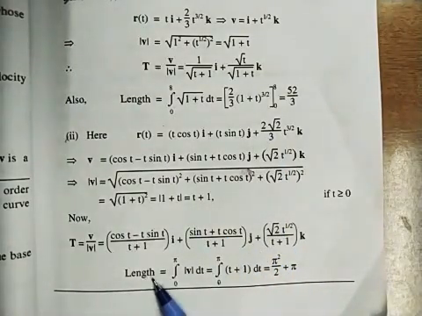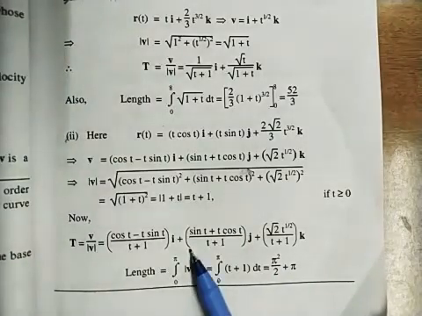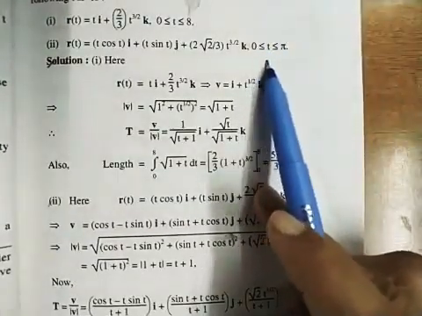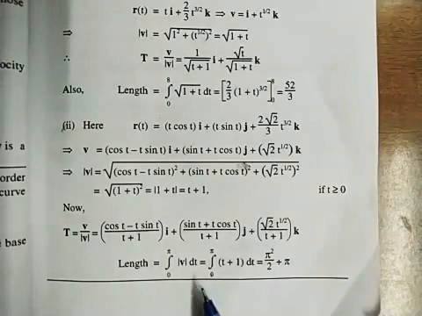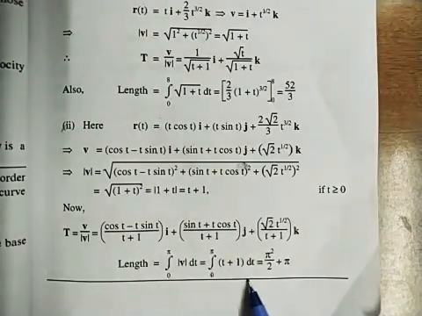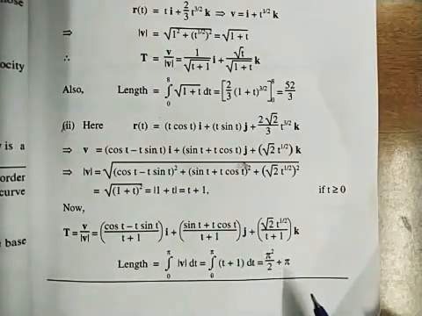And what about length? The formula for length is the integration from 0 to pi, because in the given example t varies from 0 to pi. So the length is the integral from 0 to pi of mod v dt, where mod v is 1 plus t. After integration and putting in the limits we get the answer pi squared by 2 plus pi.